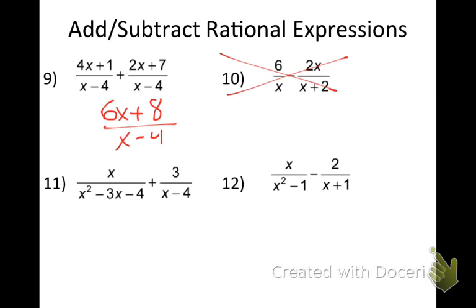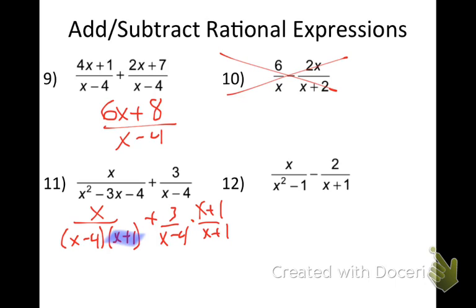Let's see here. Number 11, you have to factor it down first. So you should have gotten x over x minus 4, x plus 1, plus 3 over x minus 4. So what's the fraction missing, John? The fraction is missing the x plus 1. So I'm going to multiply by x plus 1 over x plus 1.